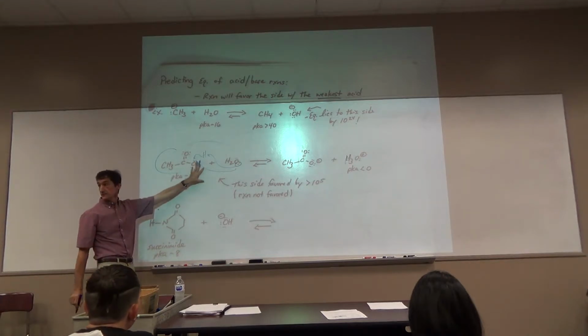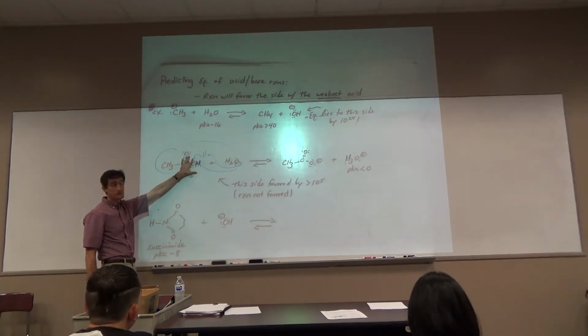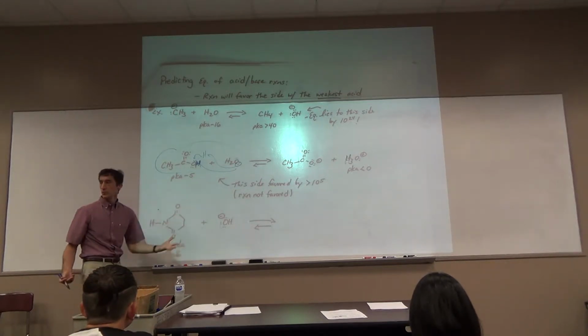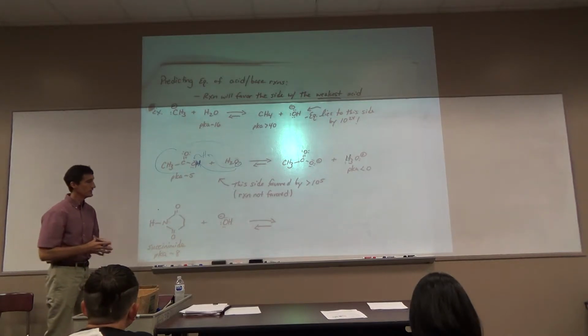The weaker acid's favored. This side's favored. By how much? Well, if that's 0, it's 10 to the 5, or even more, depending on what that actually is over there.